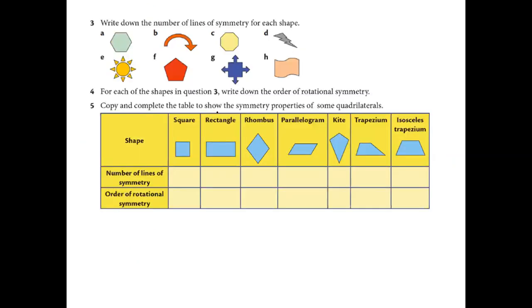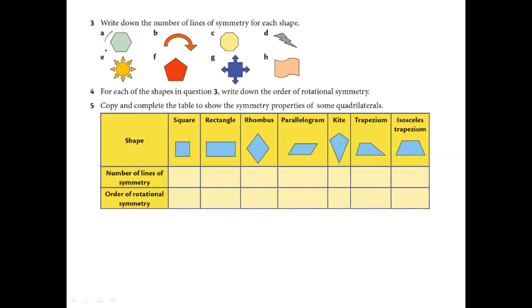And on the next page, we have some examples. For example, third question: write down the number of lines of symmetry for each shape. What kind of shape is this? It is a hexagon. What kind of hexagon? Regular hexagon. Regular means all sides are equal.